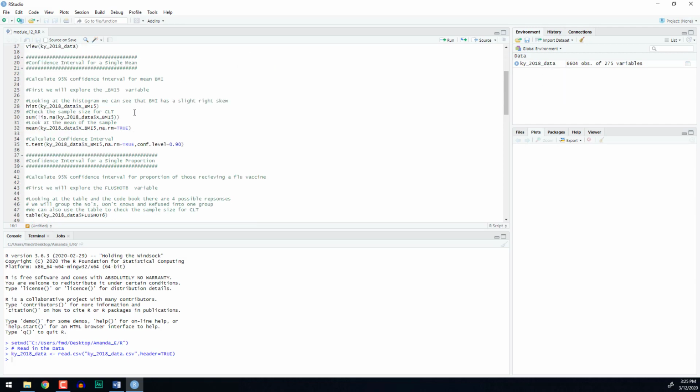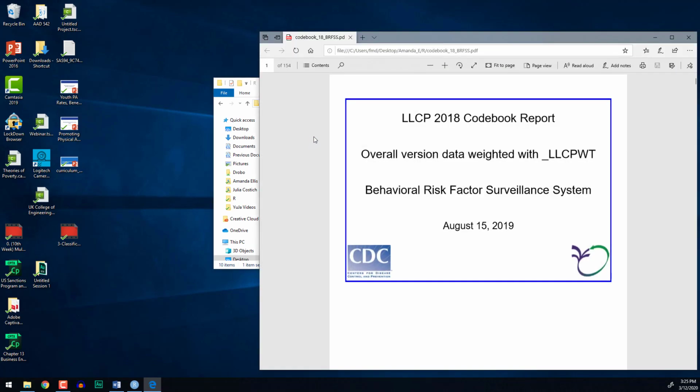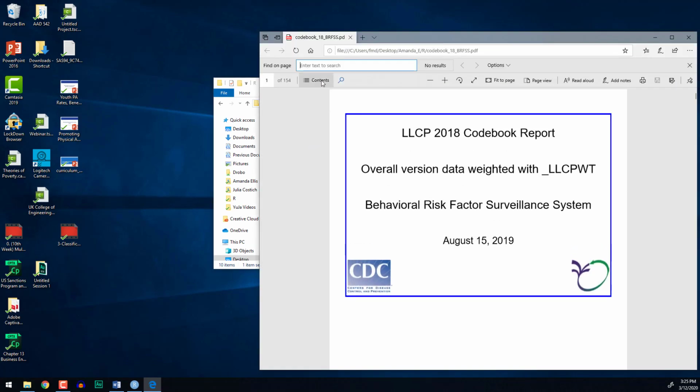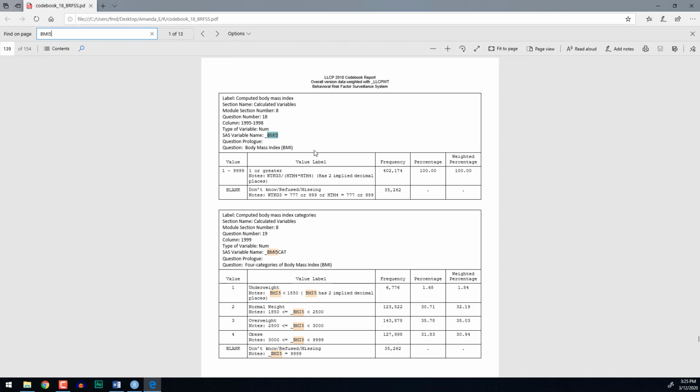Let's look at how we can calculate a confidence interval for a single mean. Remember that the variable we're going to be looking at is BMI, and specifically the BMI5 variable. Let's go to our code book and see if we can learn a little bit about that variable. Remember, if you hit Control F, we can search for different variable names, and here's our variable. Let's first look at how this variable is coded. Notice here if we have a value of 1 or greater, this is a quantitative variable.